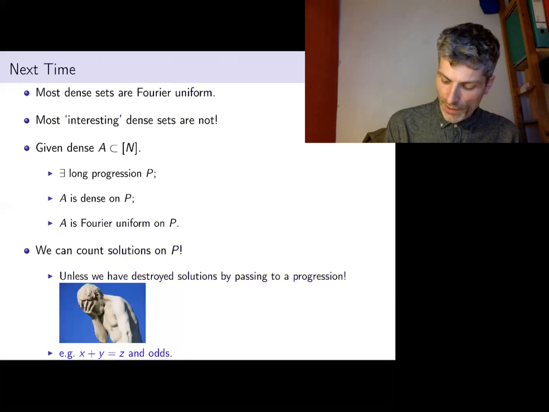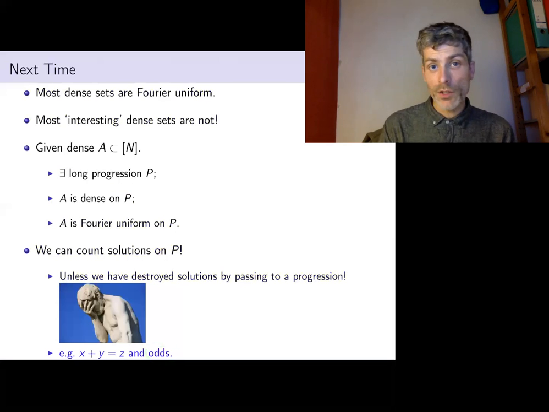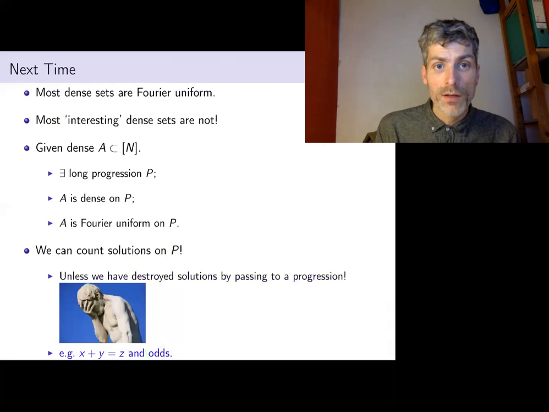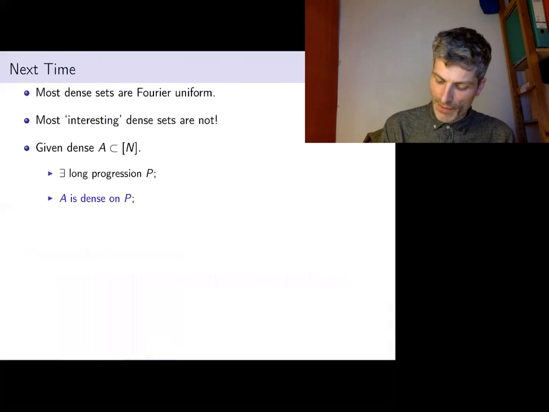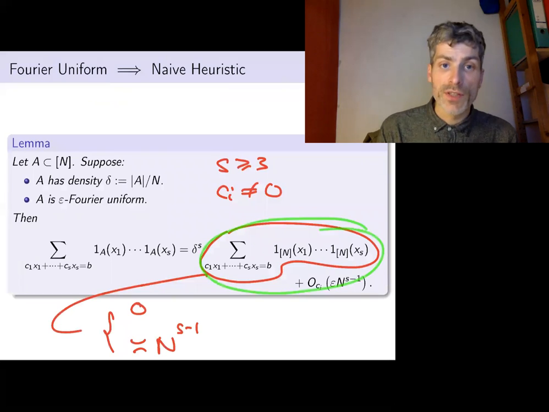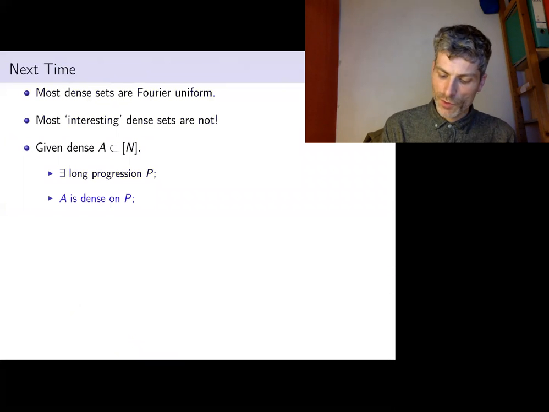So imagine if your set behaved randomly, it was Fourier uniform on the odd numbers. So you pass to the odd numbers, but you can no longer exhibit any solutions to your equation, because by passing to the odd numbers, you've destroyed all possible solutions to your equation. So that's kind of coming down to this fact that we saw earlier, that the number of solutions in the interval could be 0. And the same is true for a subprogression.